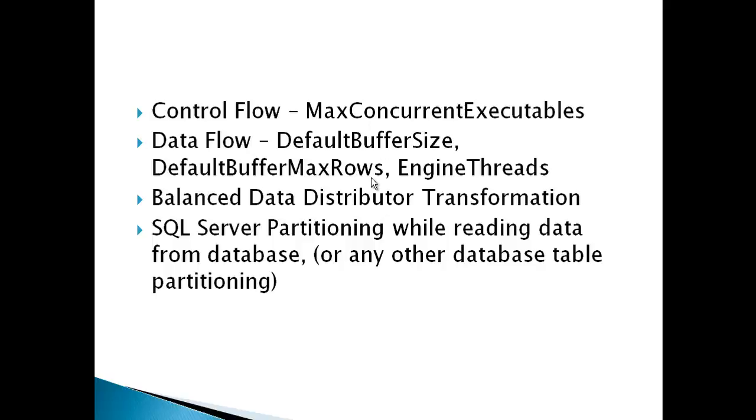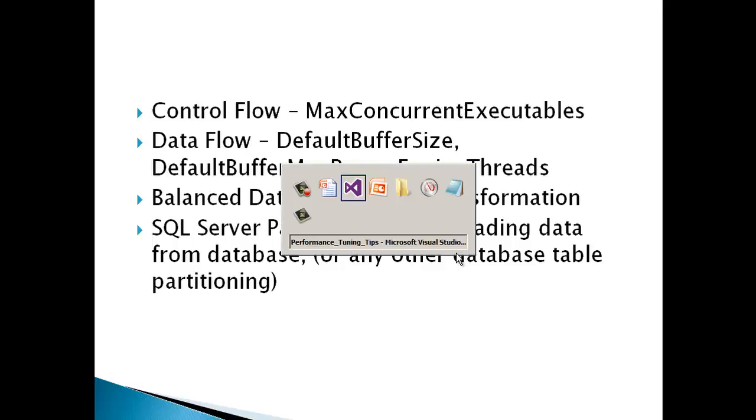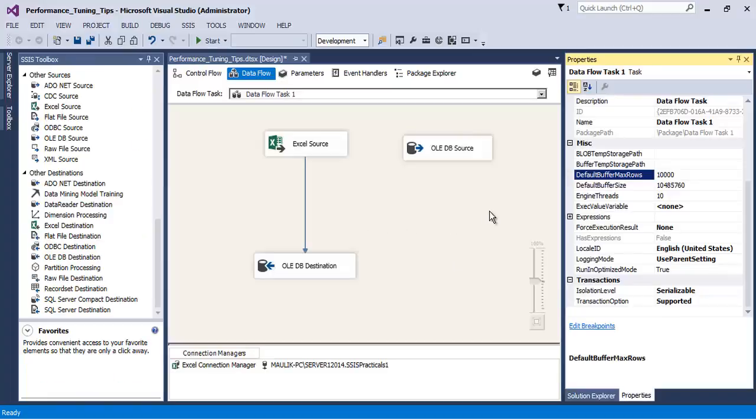Also, if we want to support multi-threading in data flow tasks, then we can set the property of engine threads. Similarly, if we want to set the multi-threading behavior of control flow, then we can set max concurrent executables. Let us quickly see these properties in Visual Studio.